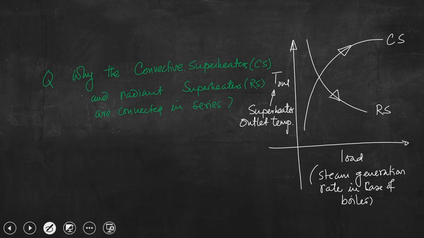Now, it is because of this reason that these two are connected in series. If we do not provide a radiant superheater, our objective is to maintain a constant temperature of steam at the exit of the superheater, at the exit of the boiler, attributed primarily to the metallurgical considerations of the turbine blades. So, the steam temperature should not be excessively high, otherwise the turbine blade material will fail, thermal cracks will be generated, and it is not desirable. So, to maintain a constant temperature at the exit of the boiler, these two superheaters are placed in series. The underlying reason is, in one case steam temperature increases if you increase the load, and in another case steam temperature decreases if we increase the load.